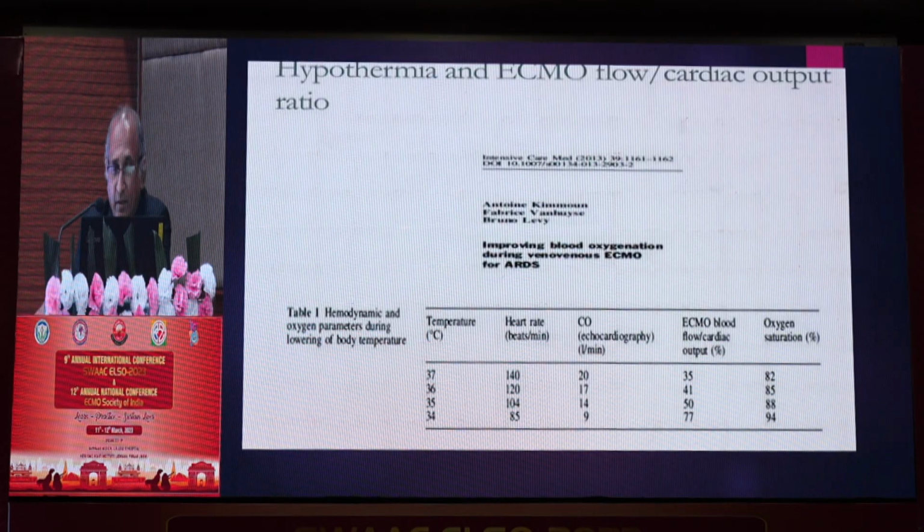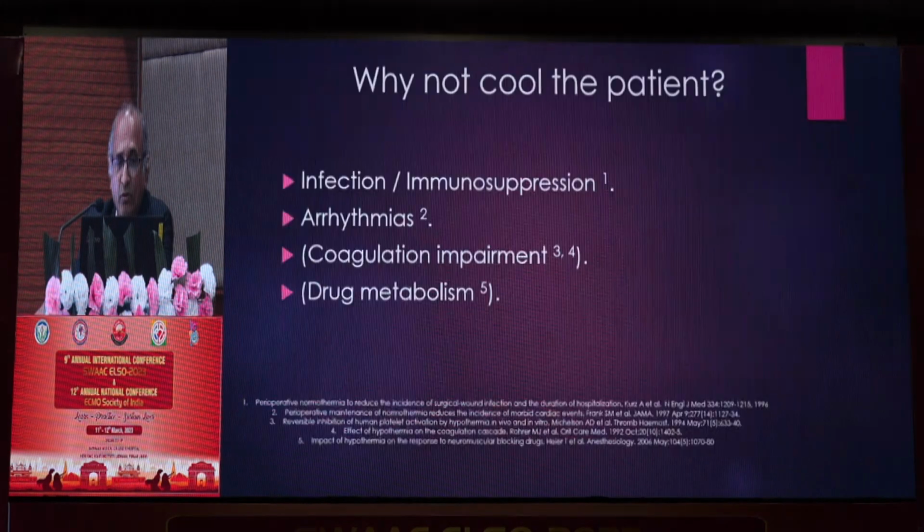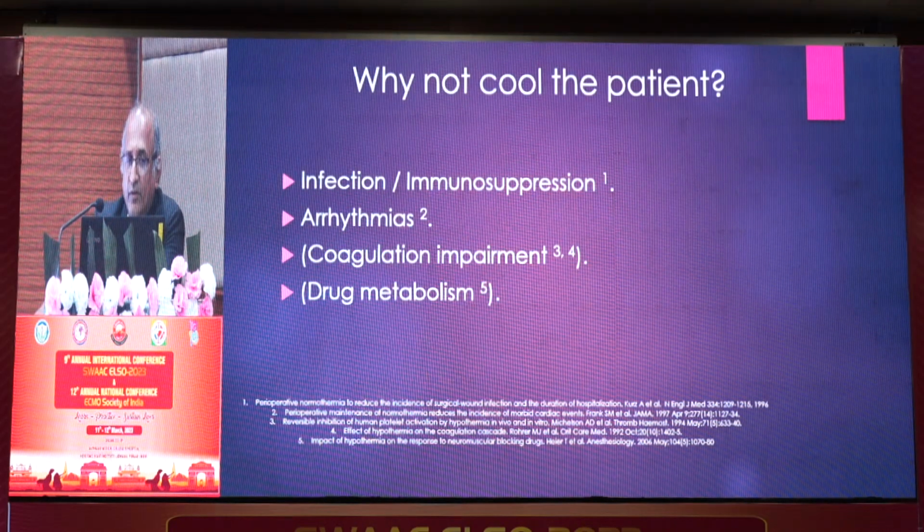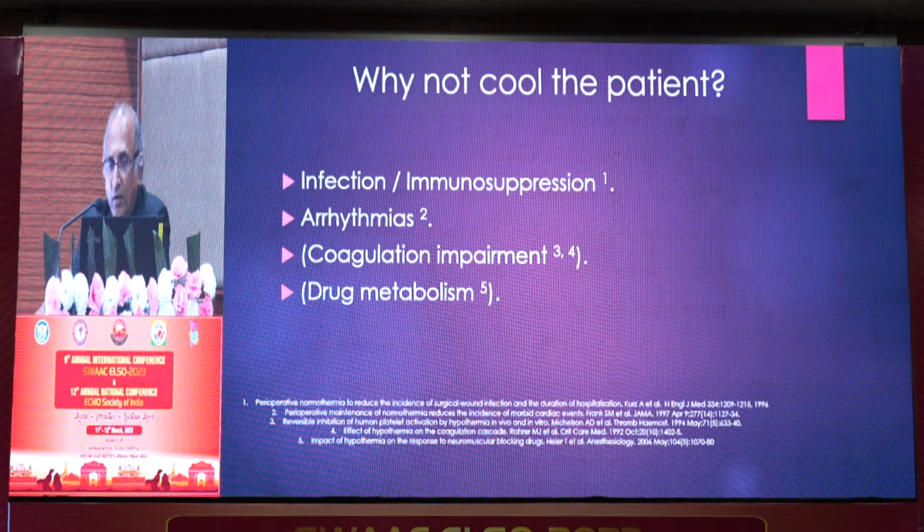Similarly, if you can get the temperature down from 37 degrees to 34 degrees, the saturation will improve from 82 to 94%. So that is one of the ways: by decreasing the metabolic activity, you can improve the saturation. The reason why I don't cool all the patients is that it will increase the risk of infection, immunosuppression, arrhythmias, coagulopathies, and altered drug metabolism. So that's the reason we don't try to cool all the patients.